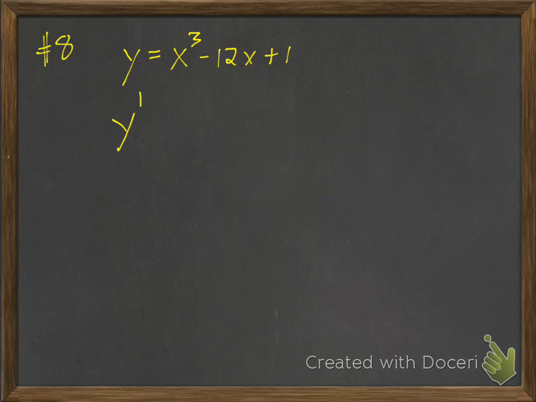Sometimes you need the derivative too, but y prime, 3x squared minus 12. There you go, there's your derivative. If you need that for your problem, great. The next thing is, hey, we need critical values. And remember, there's 2 different places that we look for critical values.